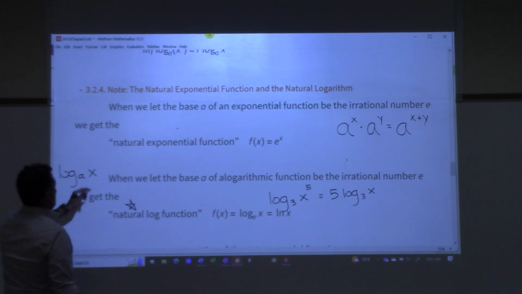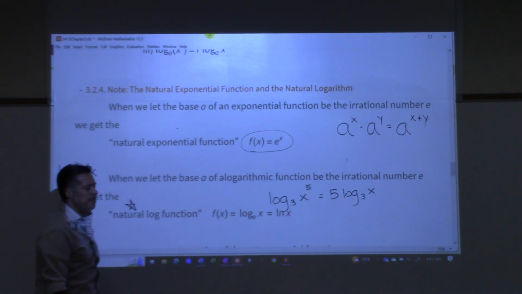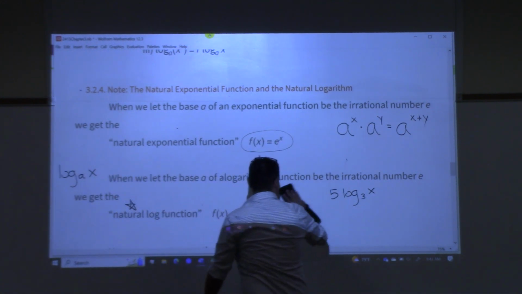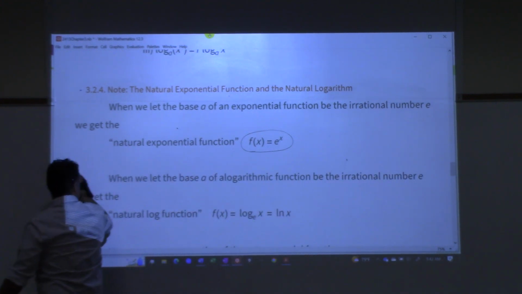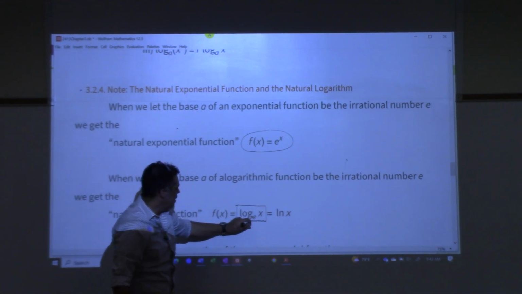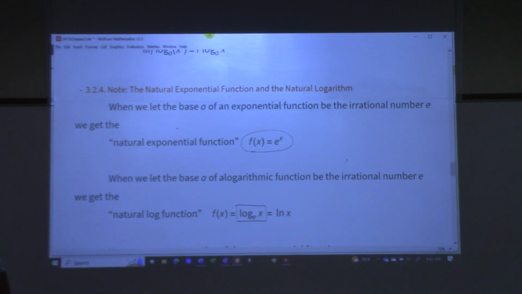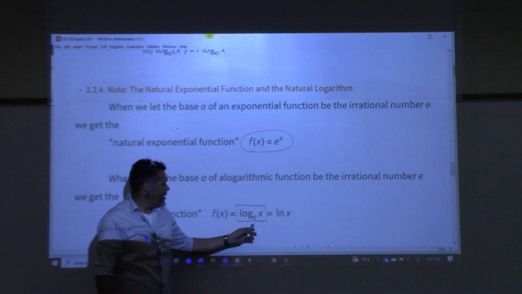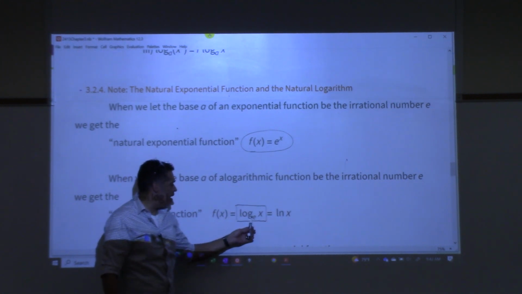So back when we were talking about exponential functions, I said this is the important one, e to the x, right? And now there's a special log function, which is this log function right here. It's log base e. Remember that base on the bottom, a, can be any positive number. It just can't be 1. So if I make that base e, then this is a very special function that we call the natural log. And instead of writing that, we write that.